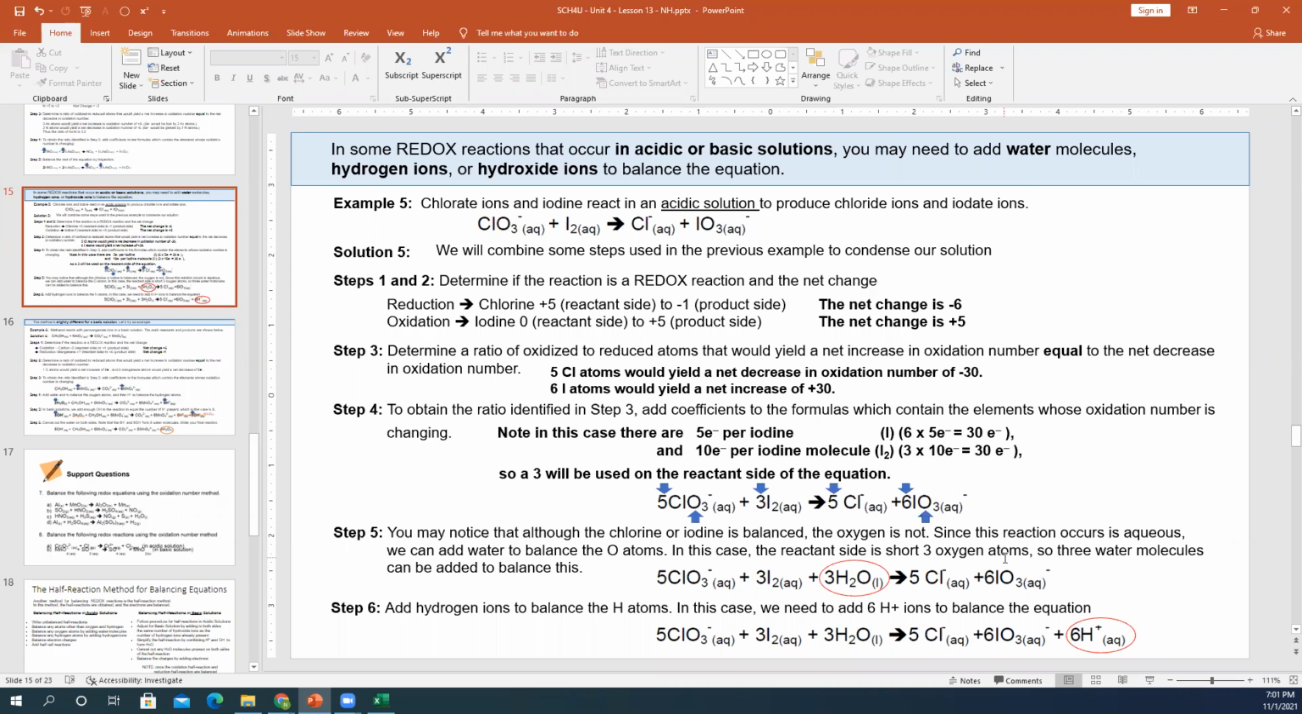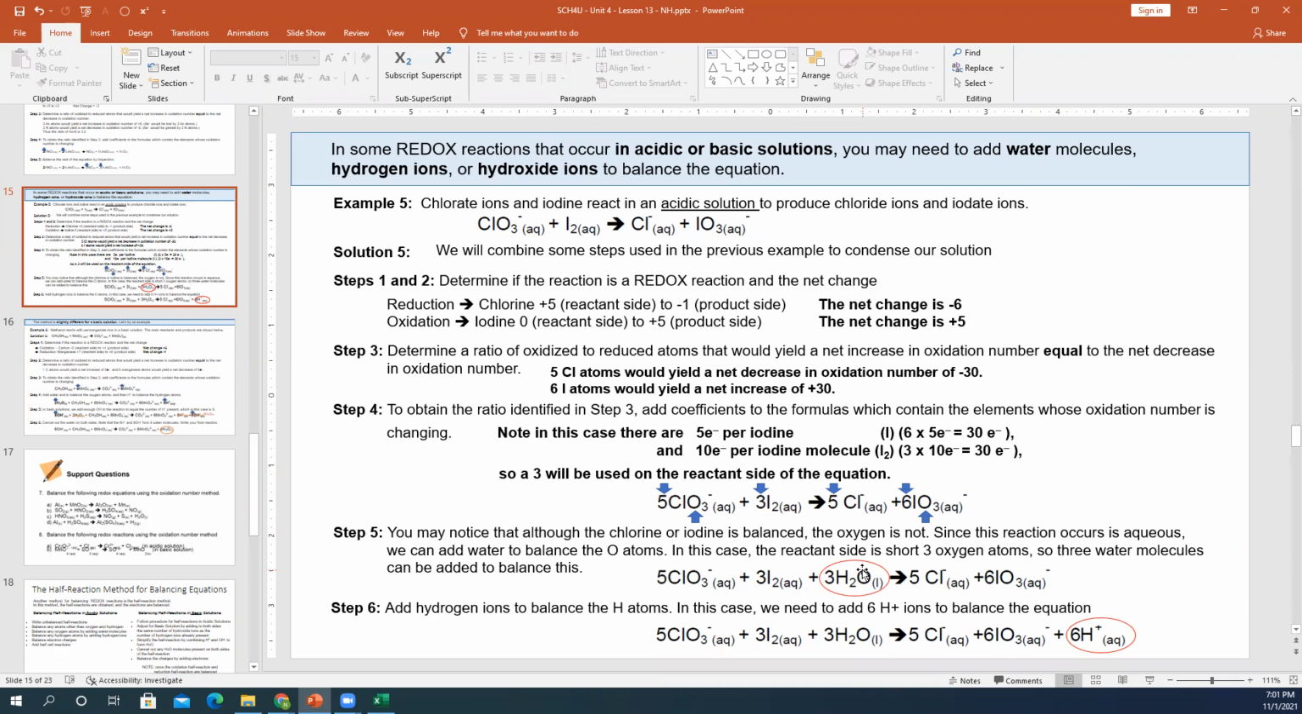So in this case, the reactant side is short 3 oxygens, 3 oxygen atoms. So we add 3 water molecules on the reactant side in order to balance this. So we can add 3 molecules on this side.